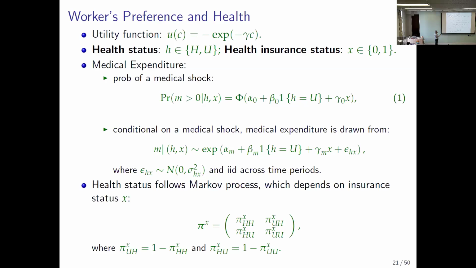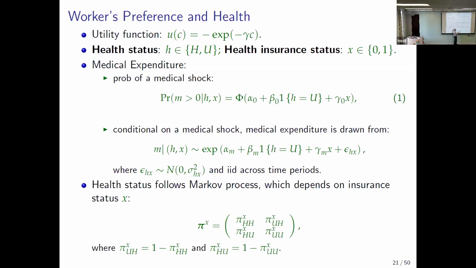Utility function is absolute constant risk aversion. Health status is little h, health insurance status is X, which is 0 or 1, no insurance or insurance. Medical expenditure is random. This is again motivated by what the literature knows about the medical expenditure distribution. The medical expenditure has a big mass on zero. A lot of people spend $0 on health expenditure in a given year. But conditional on having a positive expenditure, this is the probability of having any positive expenditure, right? The complement of this is the probability of zero expenditure. Conditional on having a medical expenditure shock, the distribution is given by some log normal, right?